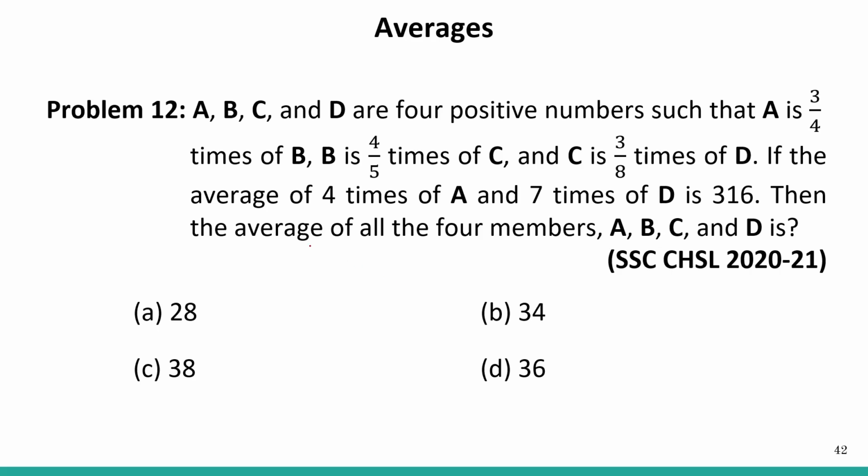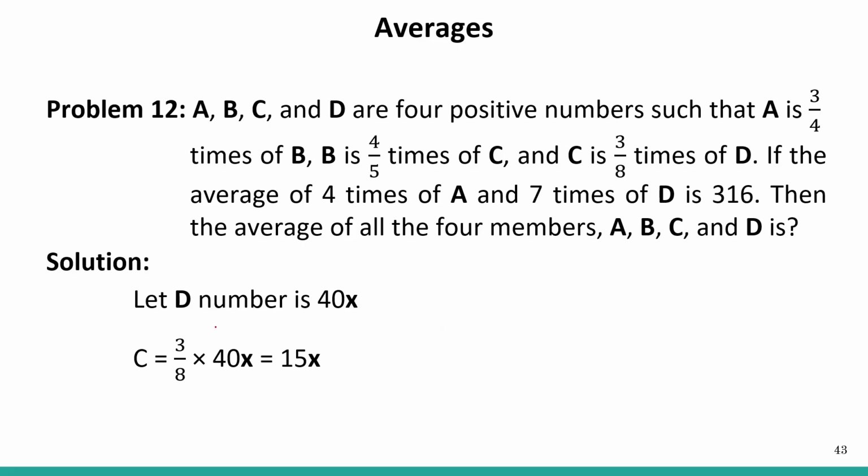Okay. So let's go forward with problem number 12. A, B, C and D are 4 positive numbers such that A is 3 by 4 times of B, B is 4 by 5 times of C, and C is 3 by 8 times of D. Then the average of 4 times of A and 7 times of D is equal to this. Then what is the average of all the 4 numbers A, B, C and D? The question has appeared in the SSC CHSL 2020-21 paper. So which among these 4 is actually correct?